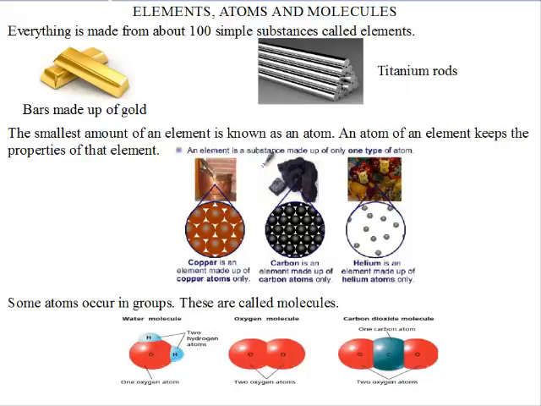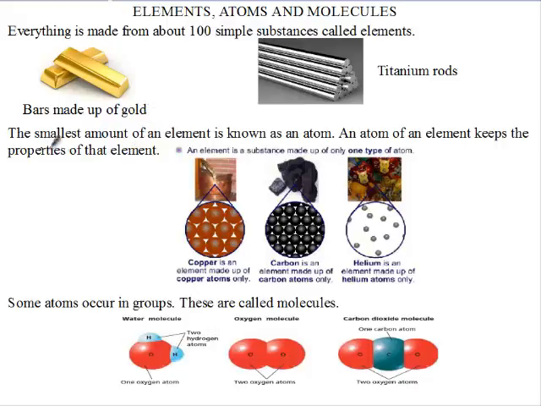An element is a substance made up of only one type of atom. So this gold bar here is made up of gold elements. Now these gold bars are also made up of only one type of atom, that are gold atoms. So what is an atom?